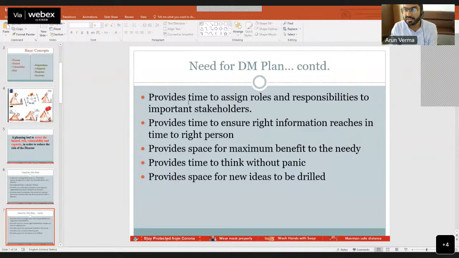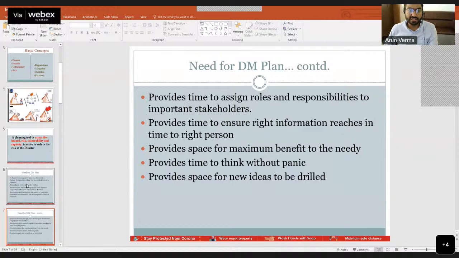This particular man has the right, this particular woman has the right. We should contact only him or her at that particular time, and provide maximum benefit to the needy. It provides time for thinking, not to panic, and it also provides new ideas to deal with the situation. Because young people are doing disaster management planning, or many people are doing disaster management courses in the country, so they are also providing young minds. Young minds will think about new ideas and new things, and then they can implement them in mock drills.